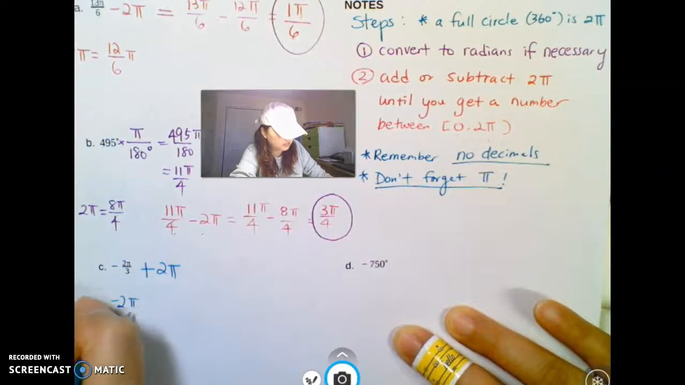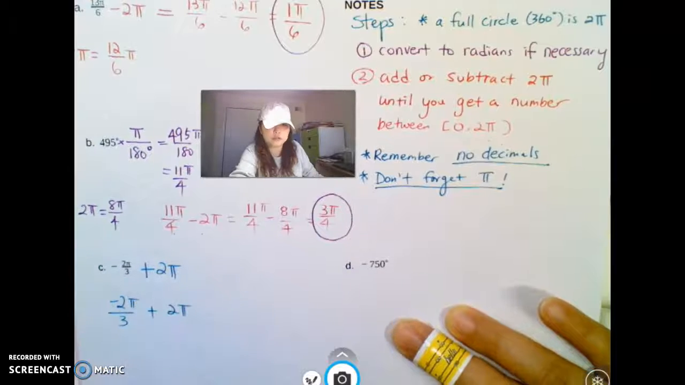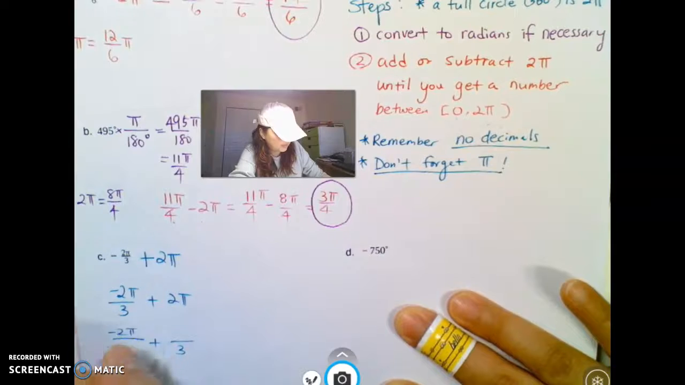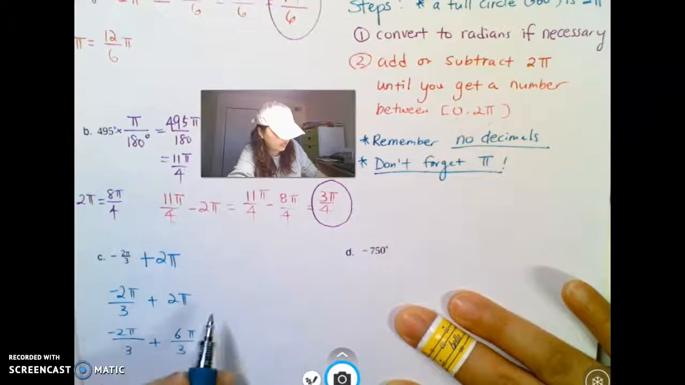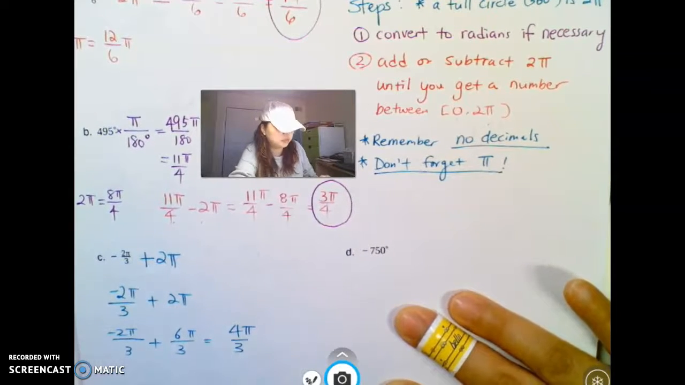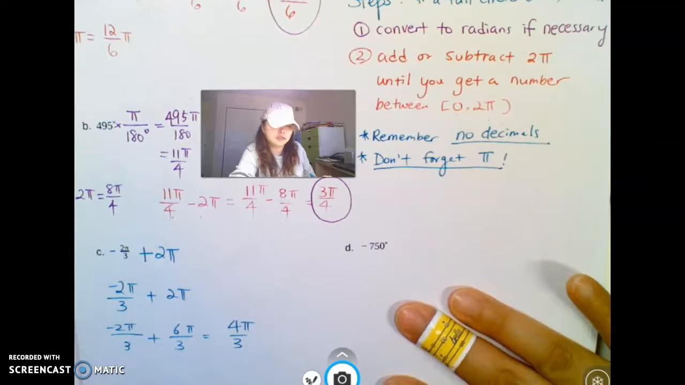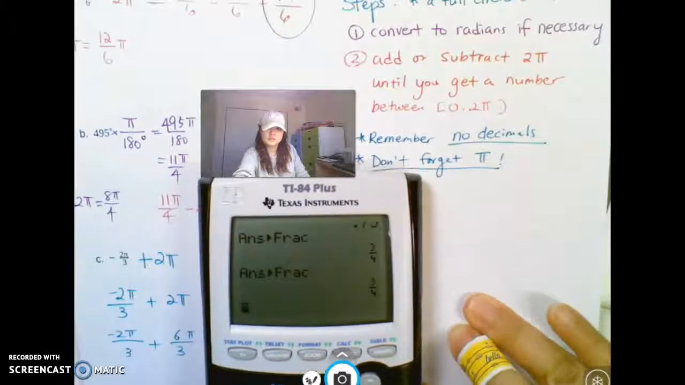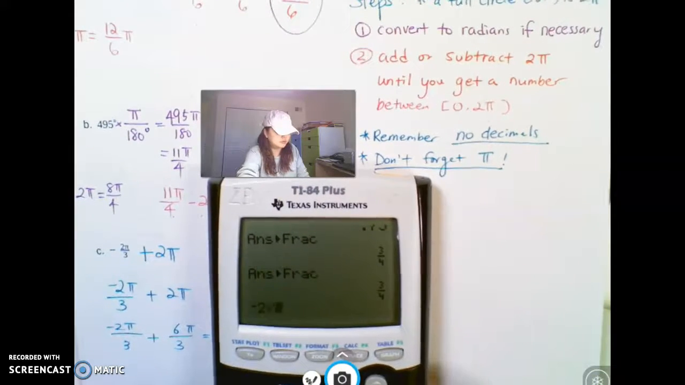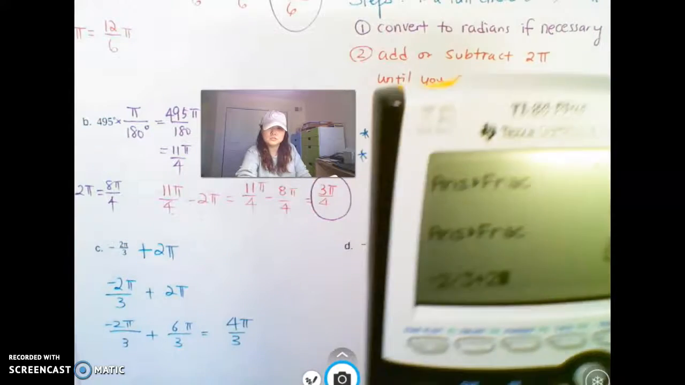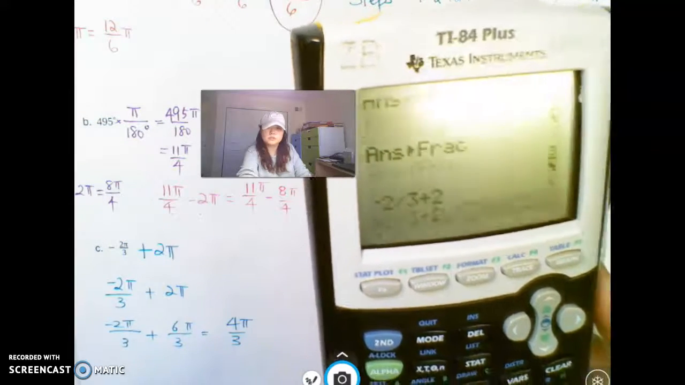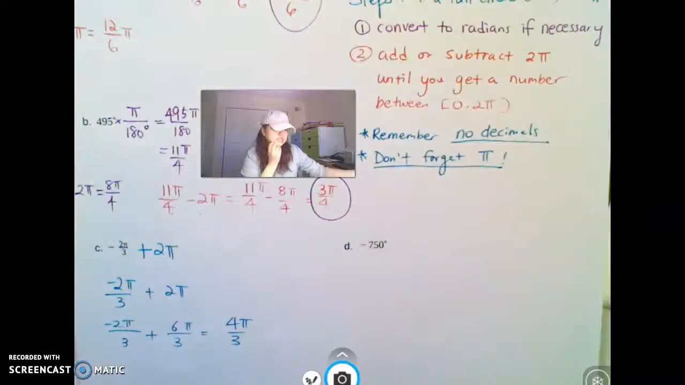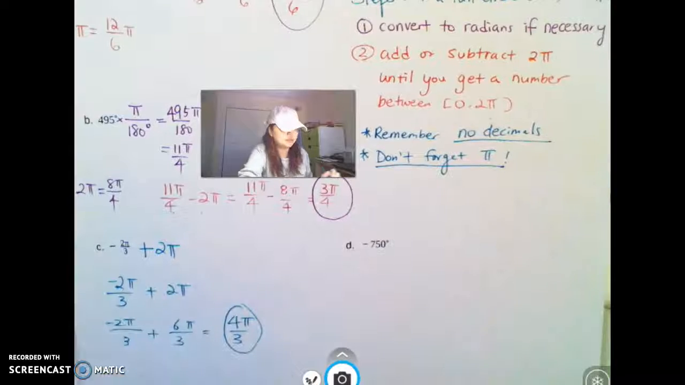Just like the other questions, if you like to do it without the calculator, you need to find the common denominator. So it's negative 2 pi over 3, and 2 pi would be 6 pi over 3. And then just add the numerators. Done, right? Now, if you're using the calculator, you can do negative 2 over 3 plus 2. Press enter, and then math, frac, there. 4 over 3. That's exactly what I got. 4 over 3 pi. Done.